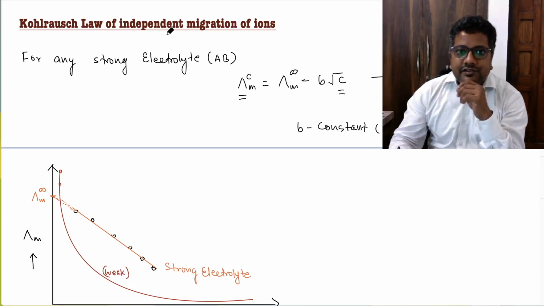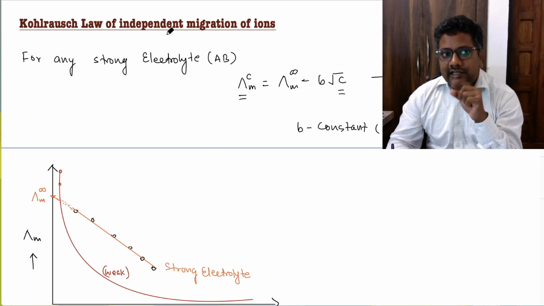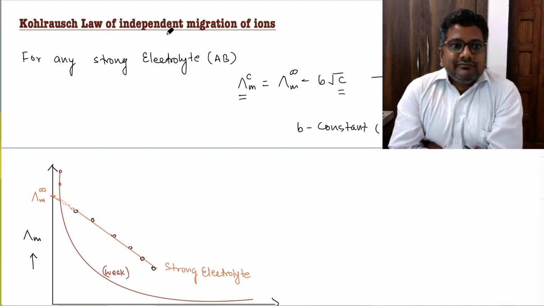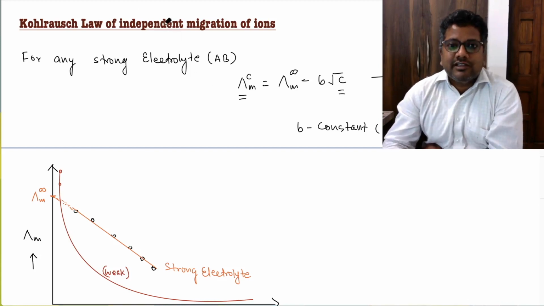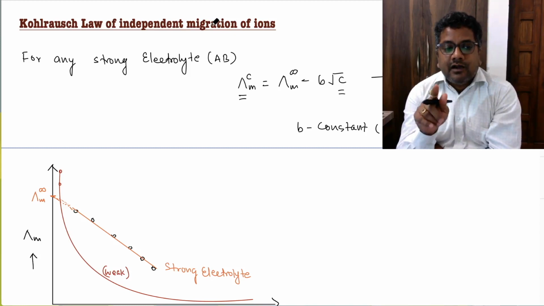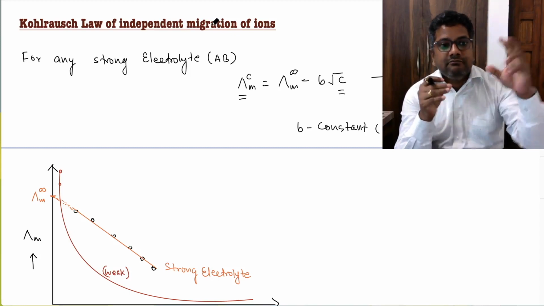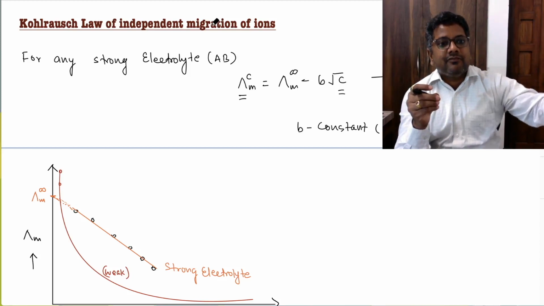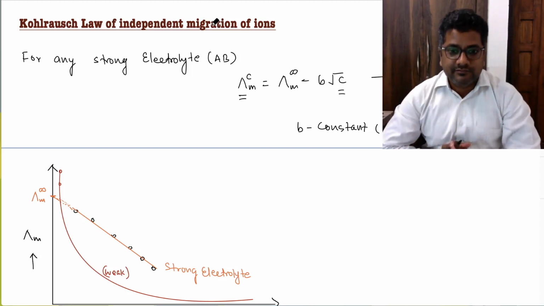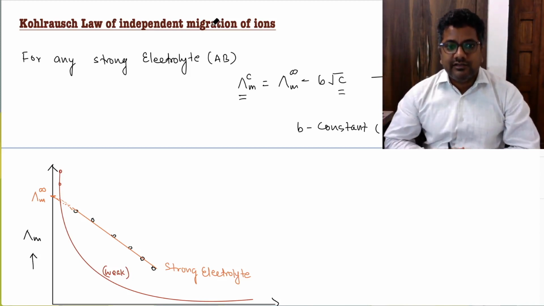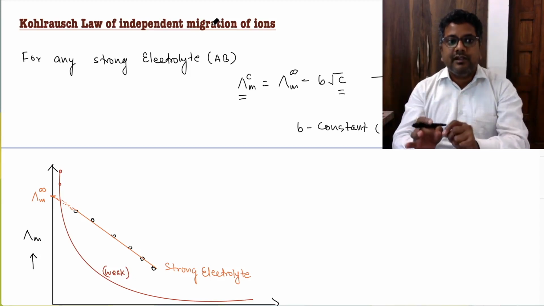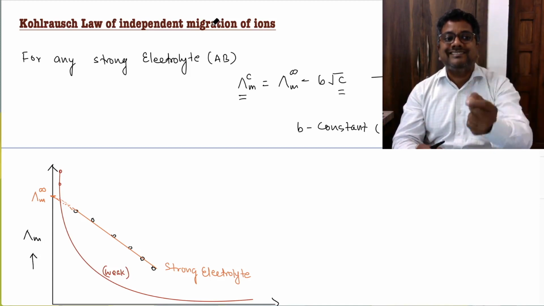And he stated that at infinite dilution, since the electrolyte is fully dissociated, every ion is independent. This is the word used here. Independent migration means that ion is free from the legacy of its electrolyte. Which electrolyte the ion is derived from is immaterial. At infinite dilution, every ion is independent of the source, independent of the electrolyte from which it is derived.